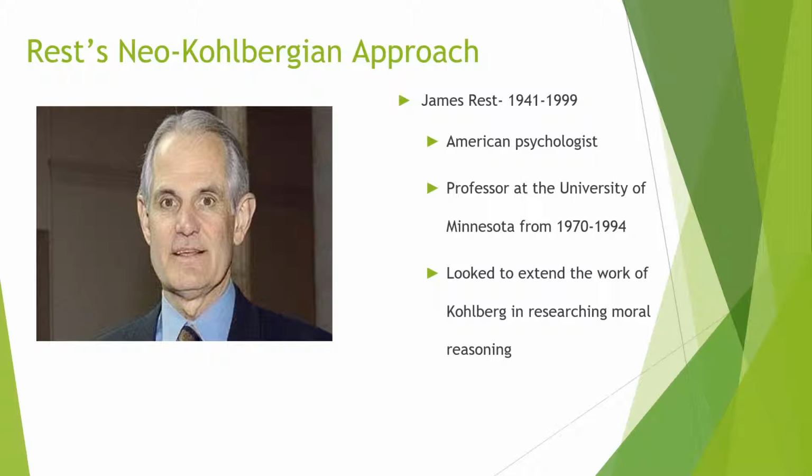Rest rejected Kohlberg's hard stage model and proposed a more intricate alternative. Rest's theory focuses on a continuous development model where any one individual will go through various stages at different times and may go back and forth between multiple stages. This is unlike Kohlberg's 6 stages, where it was more like a ladder and individuals had to go through each of those stages in that specific order.